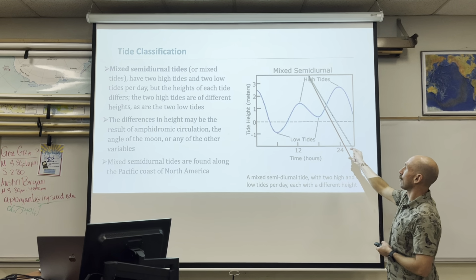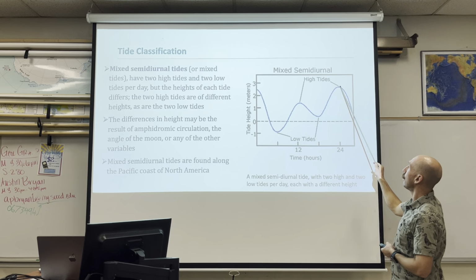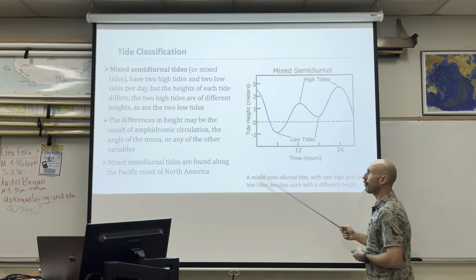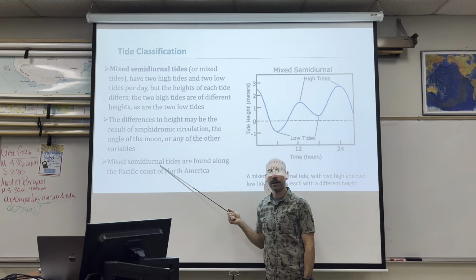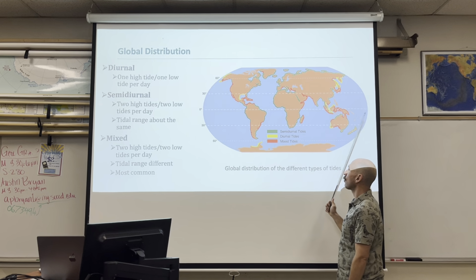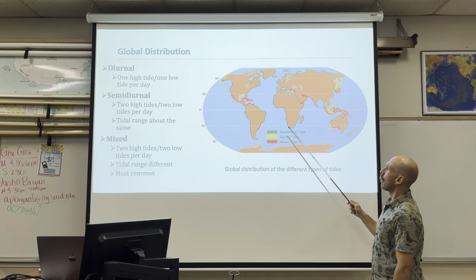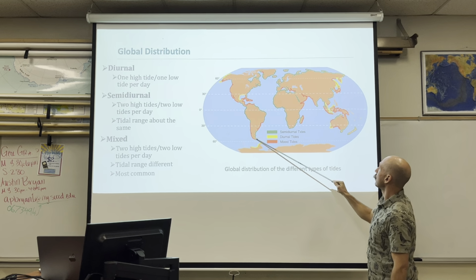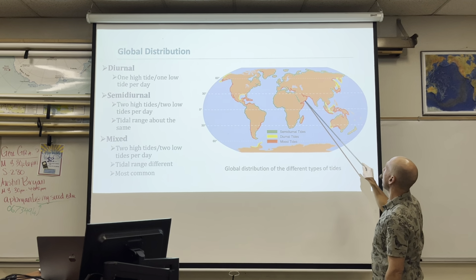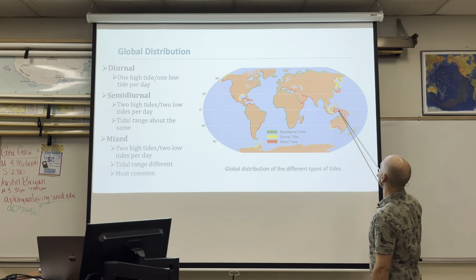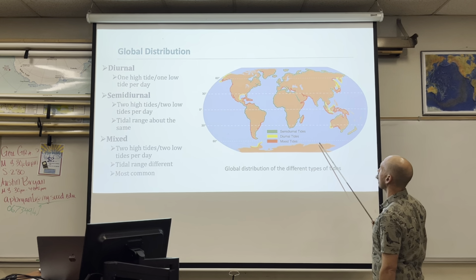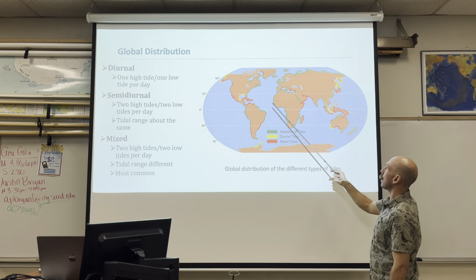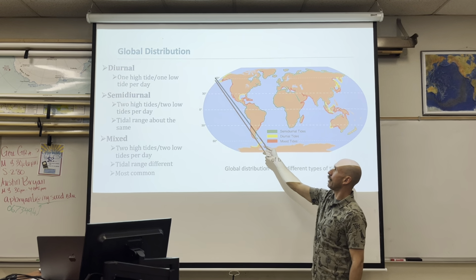Mixed semi-diurnal, so 2 low, 2 high. The high tides are of different values. The low tides are of different values. This is what we experience here along the Pacific coast of North America and all over the world. So here we see that mixed are the most common. North America, South America, through some of Southern Asia, the Indonesian islands, parts of Australia. But then you've got lots of semi-diurnal. Diurnal is going to be the least common of all of them.